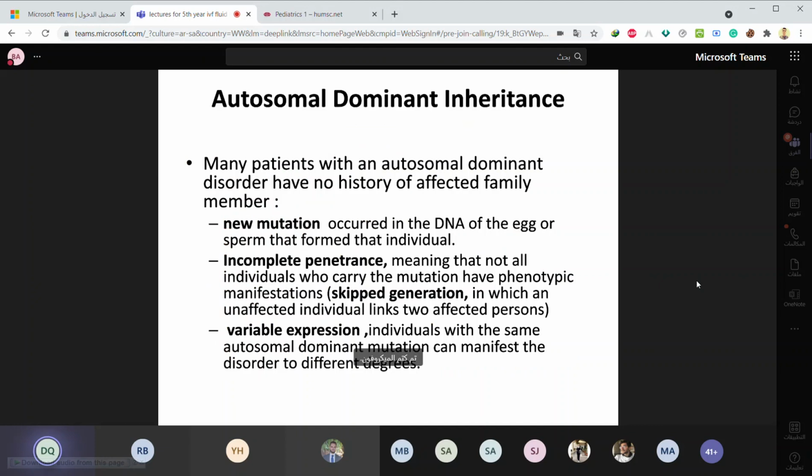Many patients with autosomal dominant disorder have no history of affected family members, either because a new mutation occurred in the DNA of the egg or sperm that formed that individual, or because of incomplete penetrance or variable expression.